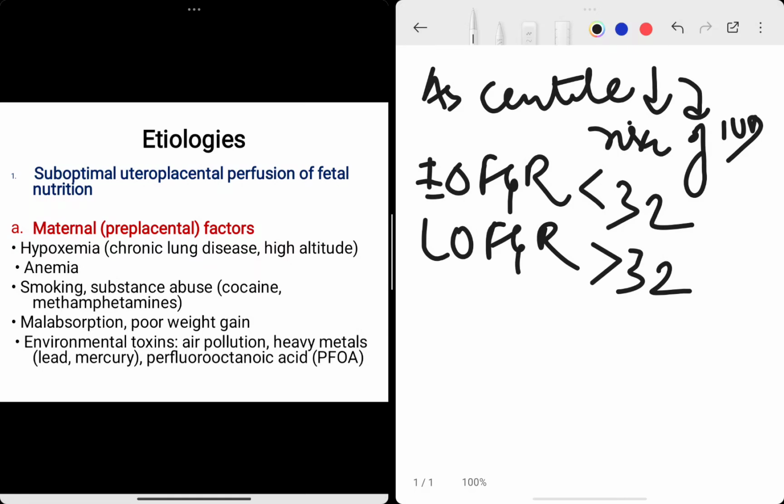Malabsorption or poor weight gain, environmental toxins like air pollution, heavy metals, lead and mercury, perfluorooctanoic acid or PFOA. So the maternal and the placental factors are hypoxemia, anemia, smoking, substance abuse, malabsorption, poor weight gain, environmental toxins.